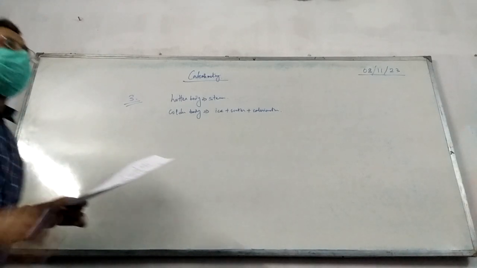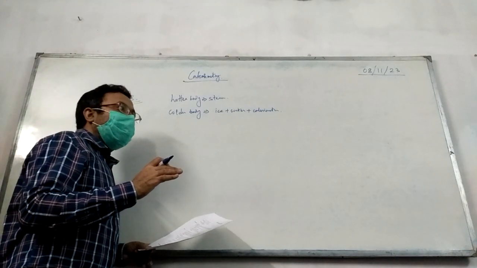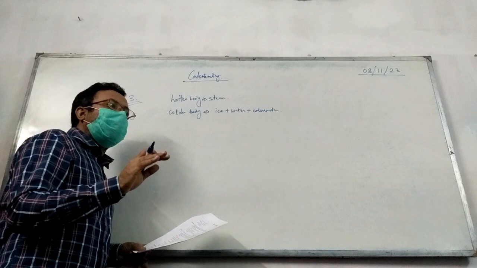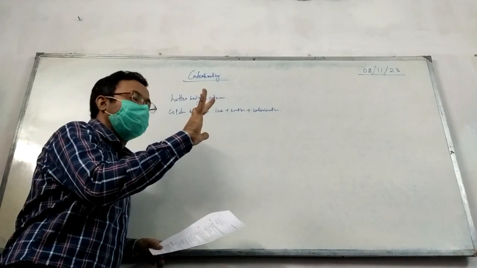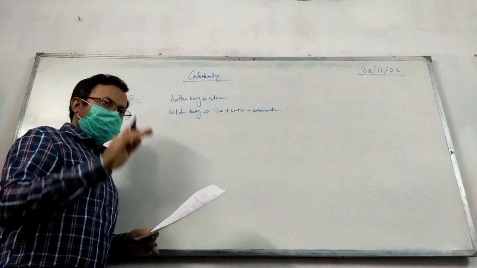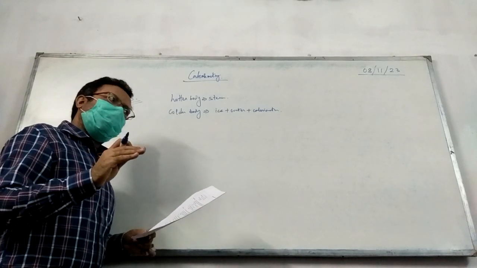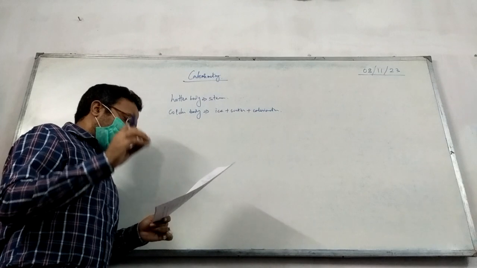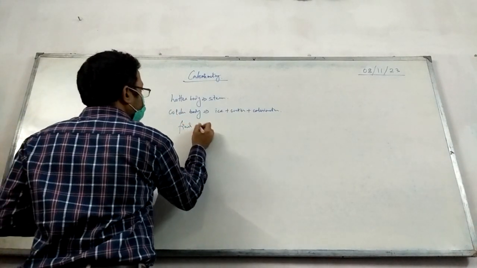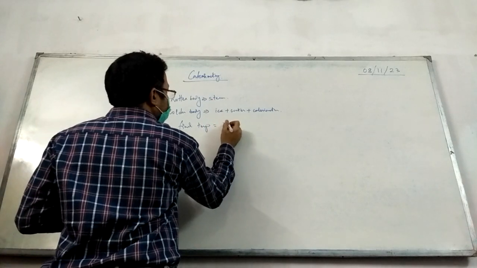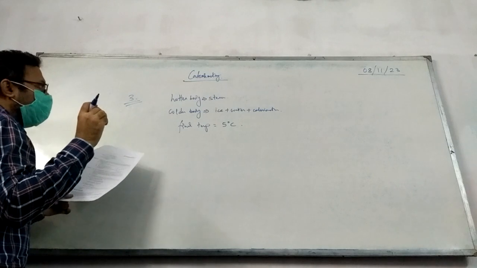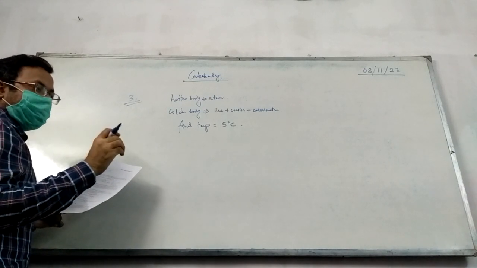What does that mean? Will it have any ice at the end of the process? No. Why? Because at 5 degrees Celsius temperature, ice cannot exist at normal conditions. The whole thing will be converted to water. So now the final temperature is given: the final temperature is 5 degrees Celsius. Alright? Now what happens? Listen to it very, very carefully.